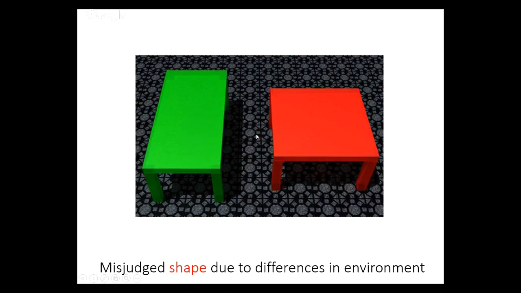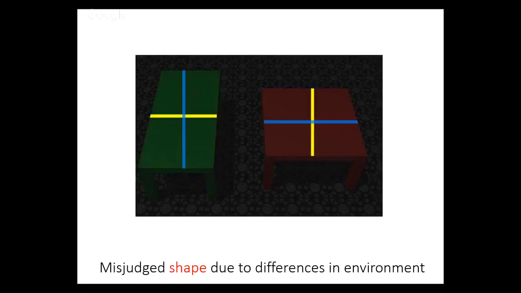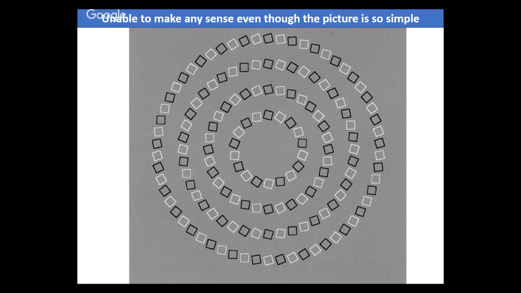How about the shape? Again, these two tables probably look different to you. One looks long and one looks basically rectangular, like a square. But again, if you look at the actual sizes, you will see that the blue line is exactly the same length as the blue line here. And the same applies to the yellow line. And just because I put the tables on the picture in a way that suggests that one is long and one is square, your brain thinks that way, even though mathematically it's exactly the same shape.